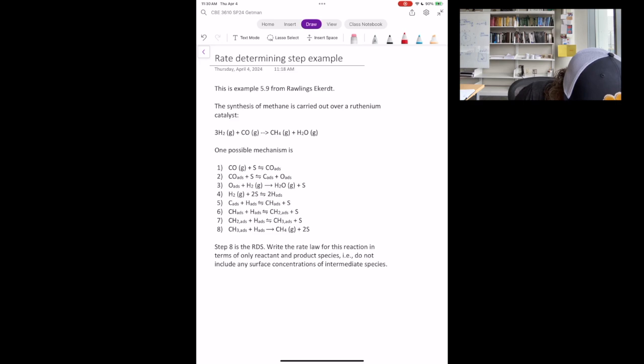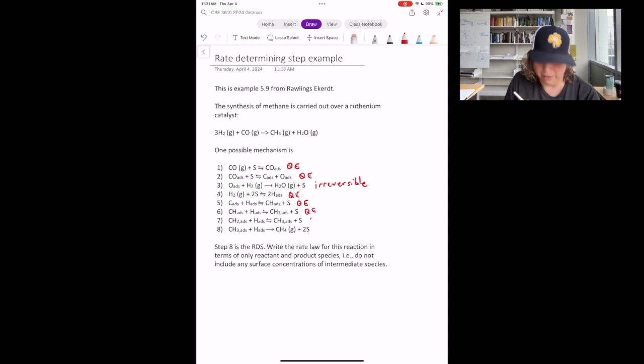First step, I'm going to make assumptions about these different steps. I'm going to say that step 1 is quasi-equilibrated, which I'll denote as QE. Step 2 is quasi-equilibrated. I'm going to say that step 3 is irreversible. Step 4, quasi-equilibrated. 5, quasi-equilibrated. 6, quasi-equilibrated. 7, quasi-equilibrated. And I'm going to say that 8 is not only irreversible, but also the rate determining step.